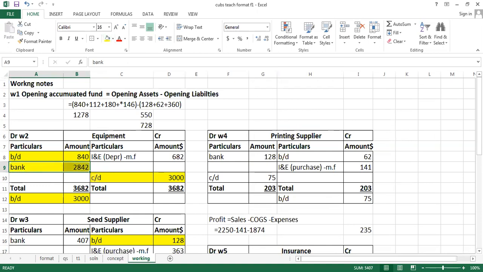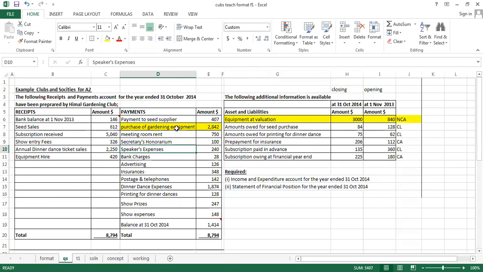Now, if you did not find this easy, you can also think of it this way. Just extract the entry from here. This receipt and payment is actually a replica of your cash book, or you can just say bank. Since all these transactions relate to banking transactions, you can think of this as a bank ledger. Just think of this as a bank ledger.